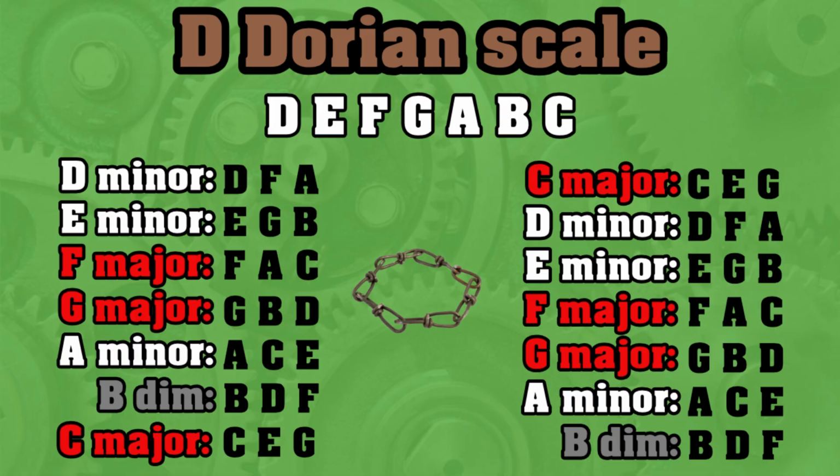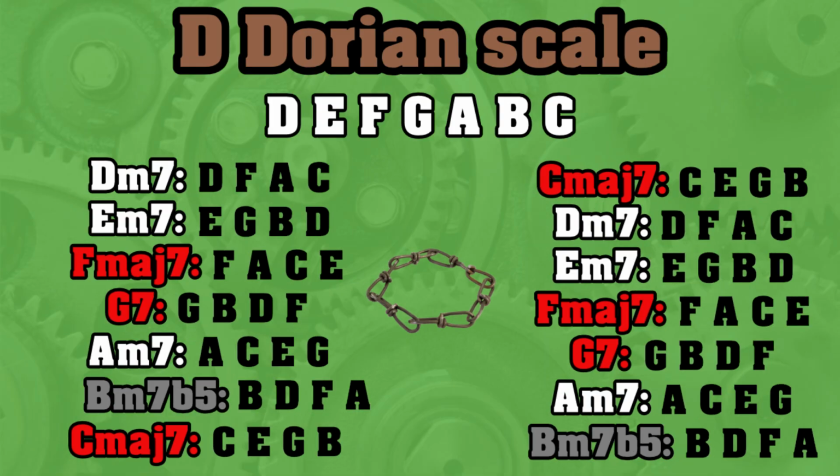You can look at the chords in their 7th form as well, and it's going to be, again, the exact same thing. You're going to have 2 major 7th chords, 3 minor 7th chords, 1 dominant 7th chord, and 1 minor 7 flat 5 chord, otherwise known as a half diminished chord. The exact same 7 chords are found in D Dorian as are found in C major. That is why D Dorian is a mode of the C major scale. It's all the same stuff, just rearranged in a chain-like fashion.